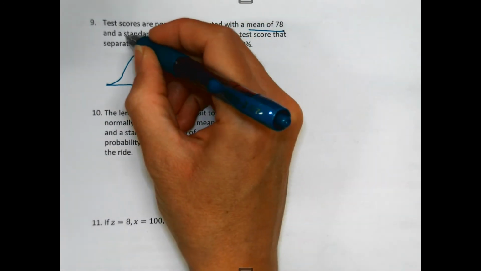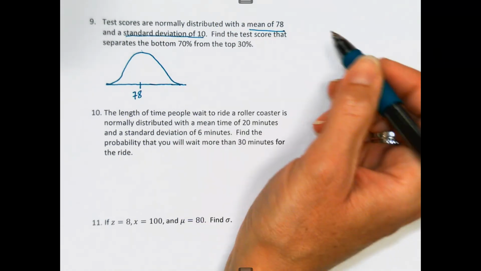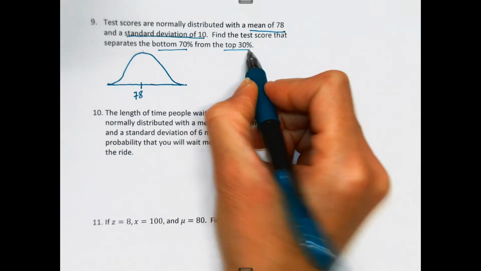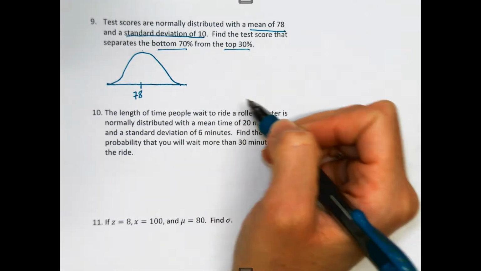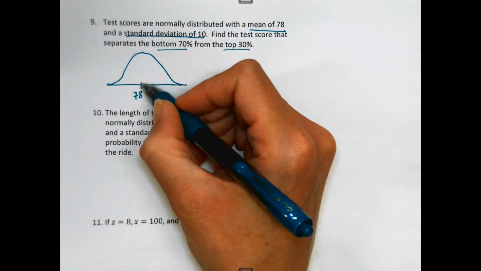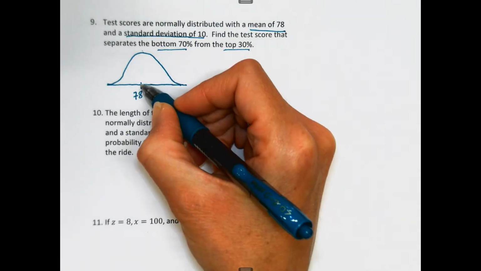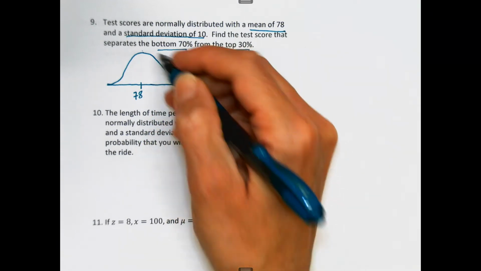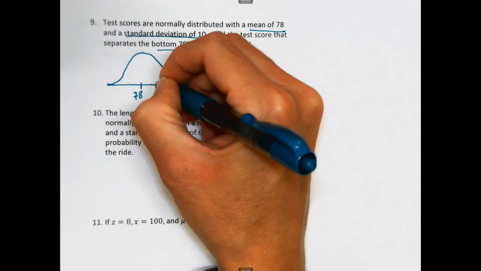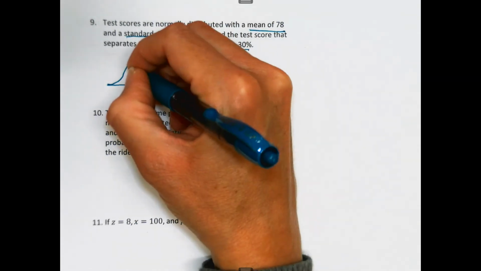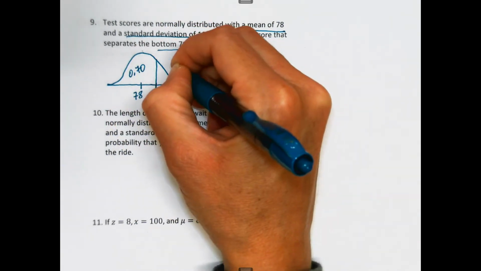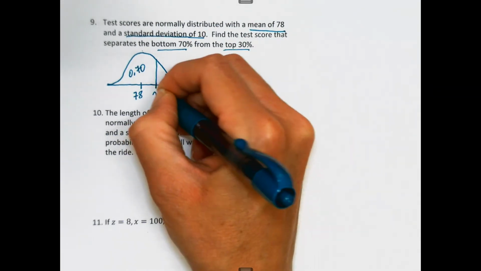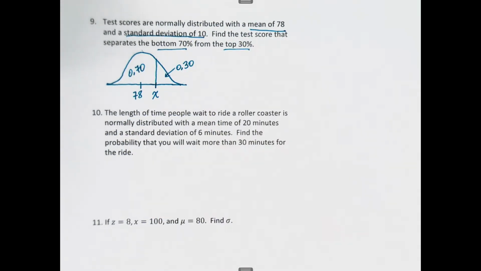We are told that the standard deviation is 10, and we want to find the test score separating the bottom 70 from the top 30. Well, the bottom 70%, if at 78 we're halfway, 70% is going to be farther to the right. I'm going to say this side is about 0.70 and this side about 0.30. And we want to find what that x value is.